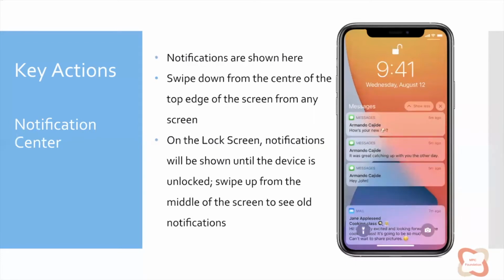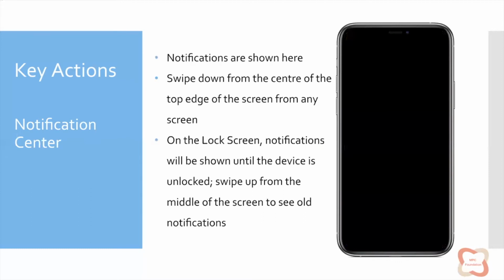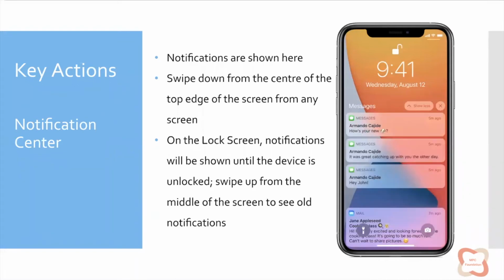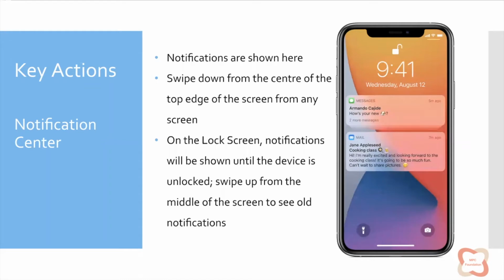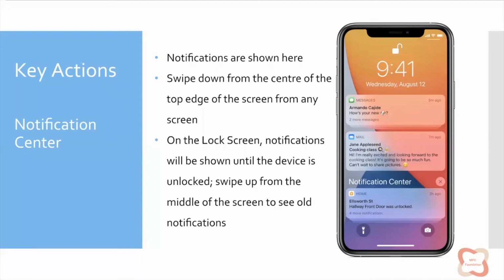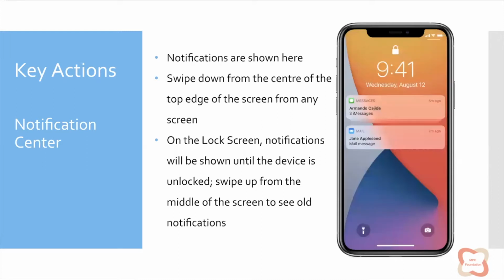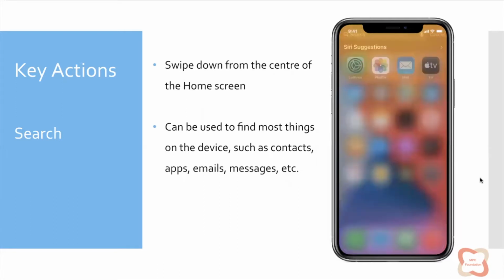And notification center. Notifications are shown here. As you see in the screen, you can swipe down from the center of the top edge of the screen from any screen. But if you swipe from the right, the control center will come up. So the center or left top part of the screen will show the notification center. And on the lock screen, notifications will be shown until the device is unlocked. Swipe up from the middle of the screen to see old notifications.